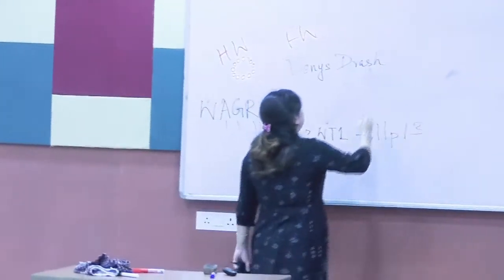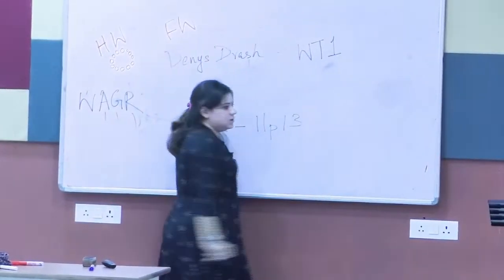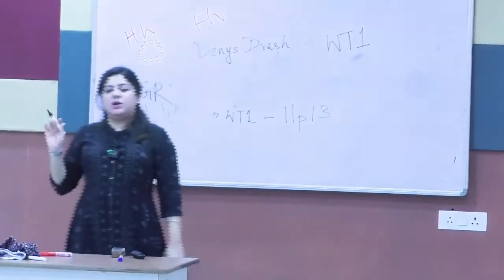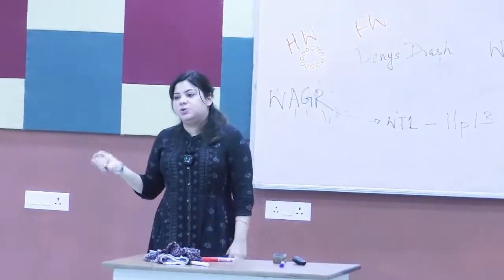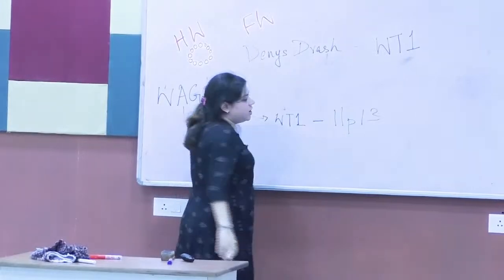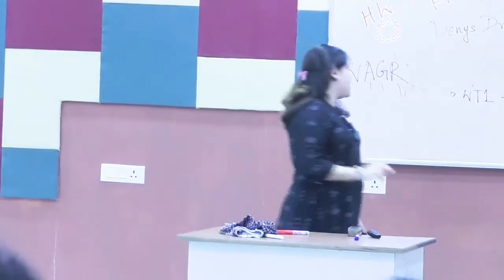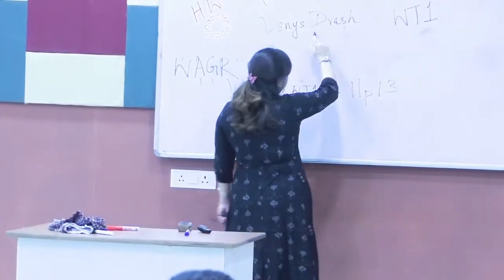Okay, Denys-Drash syndrome. It is also associated with Wilms tumor. The same gene, WT1. But the kind of mutation here is different. In Denys-Drash, it is not 11p13. It is associated with the zinc finger region of the WT1 gene. You don't have to remember zinc finger region and everything. Just that there is a problem with WT1, Denys-Drash occurs. What happens to them? Gonadal dysgenesis and early onset nephropathy. There will be diffuse mesangial sclerosis. You will learn diffuse mesangial sclerosis later.